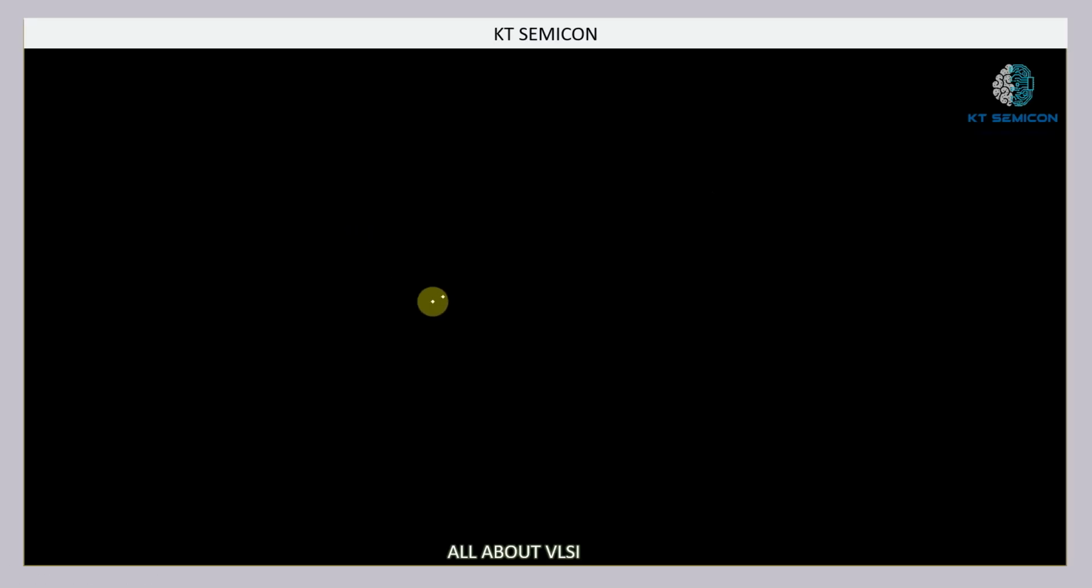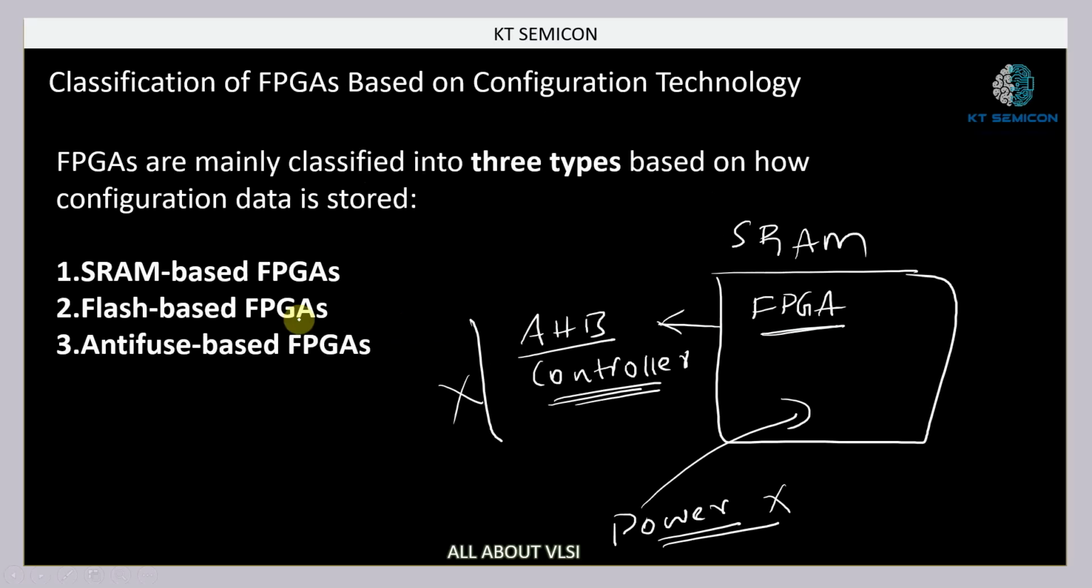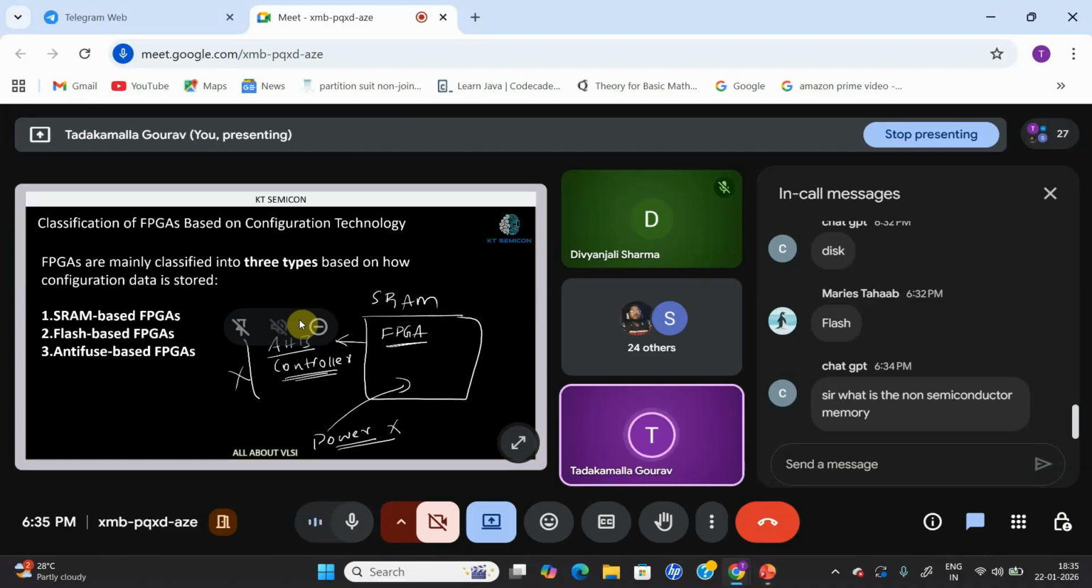So this was about volatile memory and non-volatile memory, and SRAM based, flash based and antifuse based. Is it clear for everyone? Any doubts or any queries? Please let me know in the chat box.